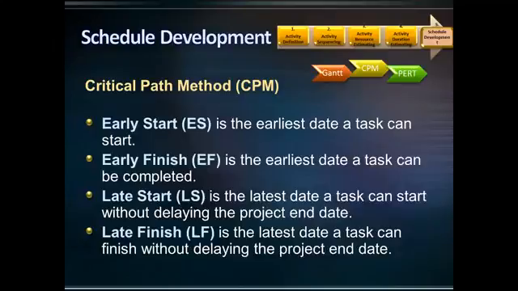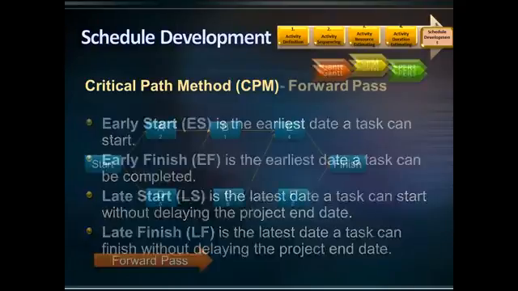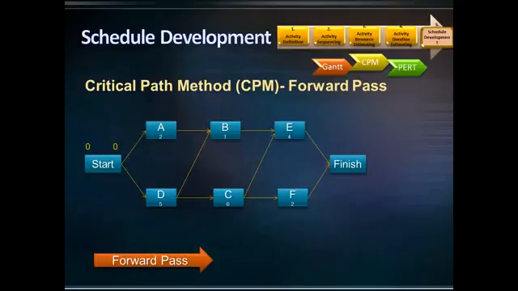To understand how the forward and backward pass analysis calculate early start, early finish, late start, and late finish, let's look at a simple example. By assuming 0 days for the start milestone and 0 days for the start of activities A and D, what is the earliest time that activity A can be completed? Yes, 2 days, because activity A takes 2 days to complete. How about activity D? That's right, 5 days. What about activity B?